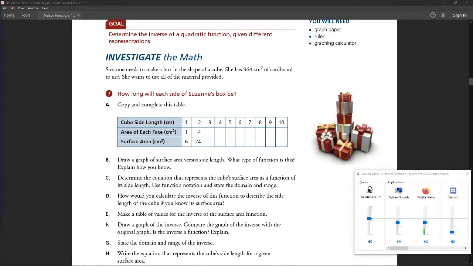I am currently testing to see if the volume is working fine. Okay, I think this will do. One last test.